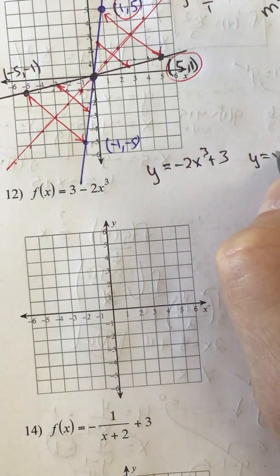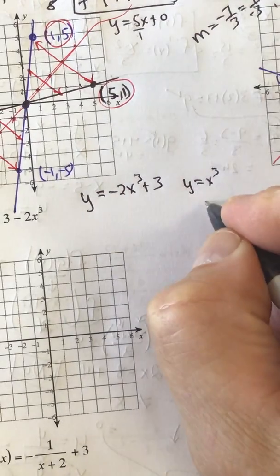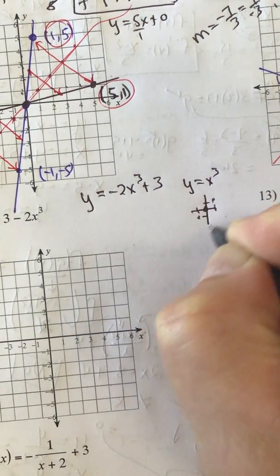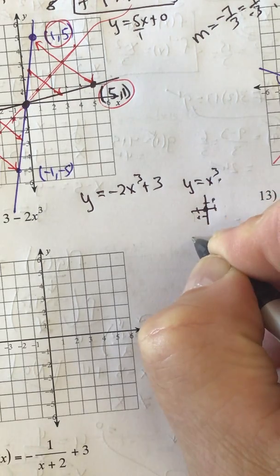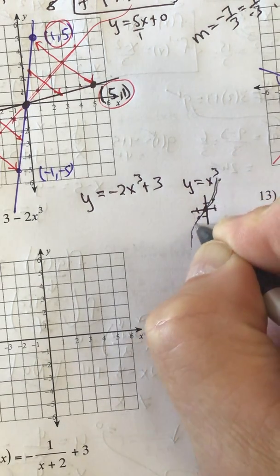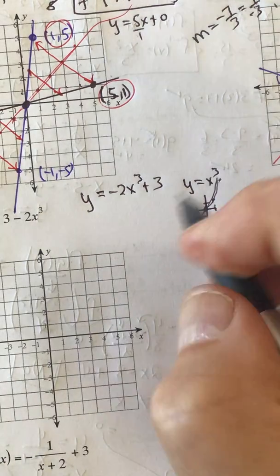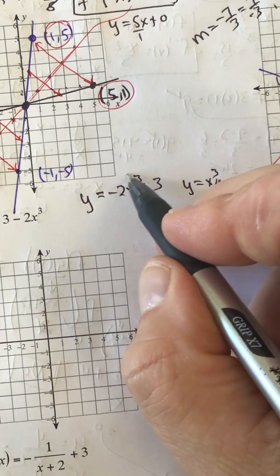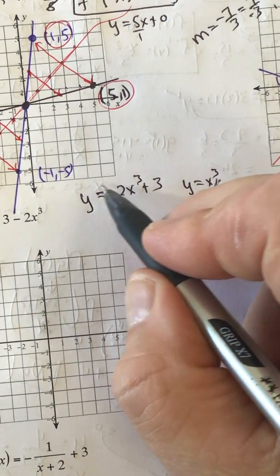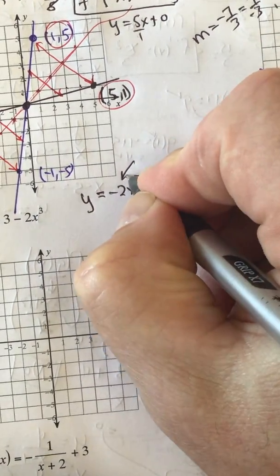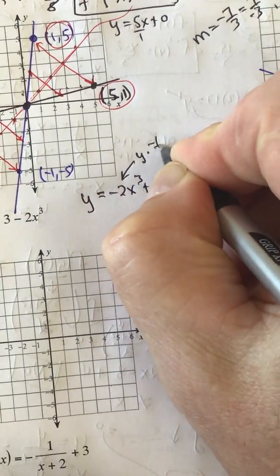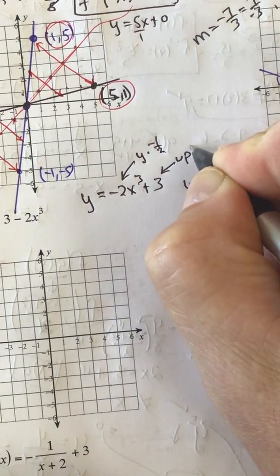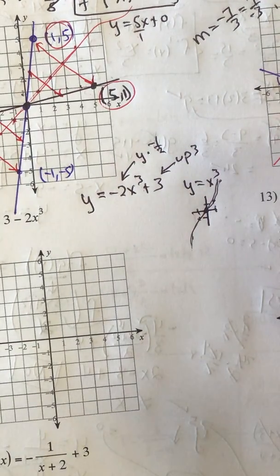Well, here's the parent, x to the third. So remember the parent goes 0, 0, and then 1, 1, and negative 1, 1, and then 2, 8, and negative 2, negative 8. There's the parent. It's looking something like that. It's going to get shifted up 3, and then this negative 2 has not been captured by the cube, so it really belongs to the y. So what this means is the y's are going to be multiplied by negative half, and they're going to go up 3. That would be one way to do it.